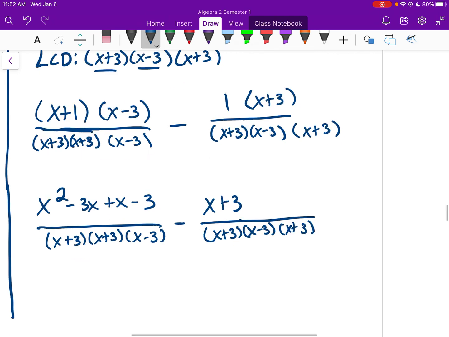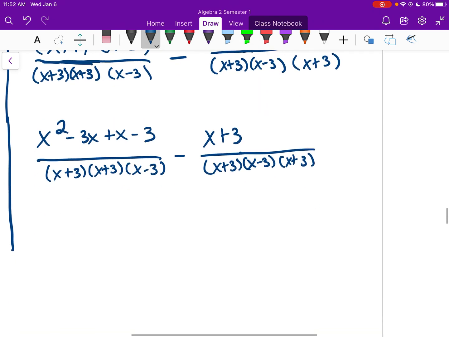Okay, now I can actually do my subtracting. Okay, so remember, that whole thing minus the next one. Okay, the x plus 3. There's no other x squared, so that's just going to stay the same. Negative 3x plus x, that's going to be negative 2x. So then we got negative 2x minus x. Okay, so remember, follow through, minus x. So in that case, we're going to get minus 3x. And then we got negative 3 minus 3.